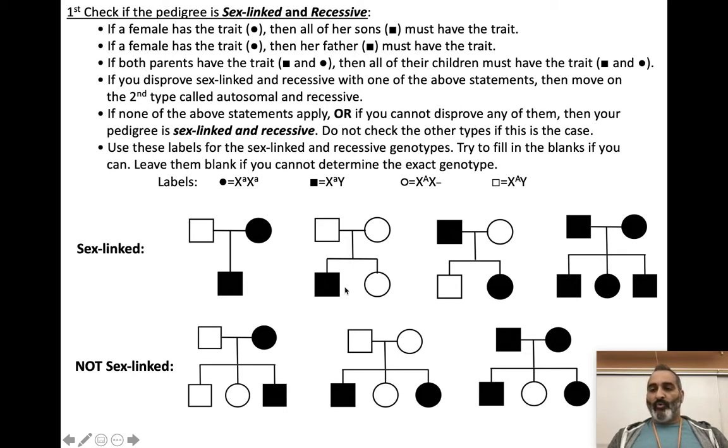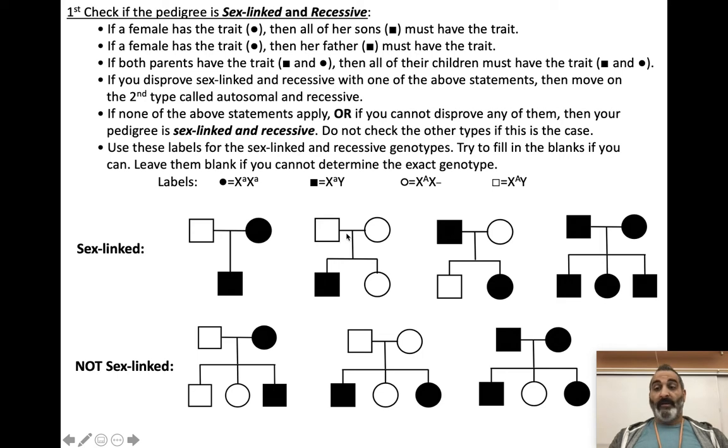If no rules apply to it, that does not mean it's not sex-linked. Look at this. If none of the above statements apply to this one, guess what? Then your pedigree is sex-linked. So this one is sex-linked and recessive because none of the statements apply to it.